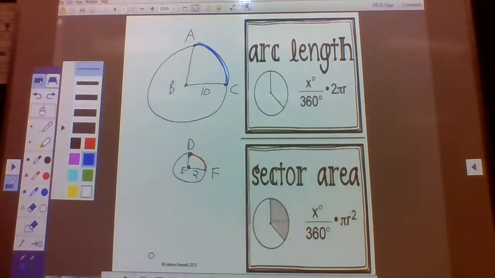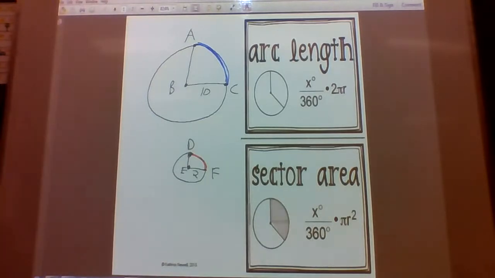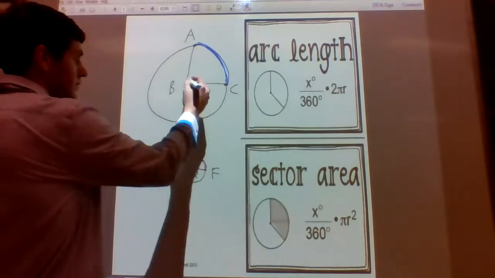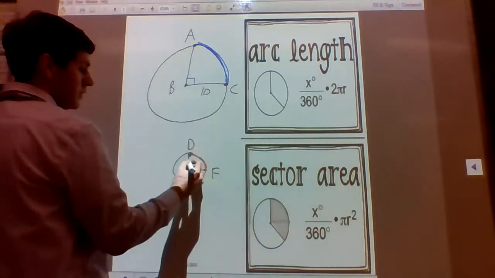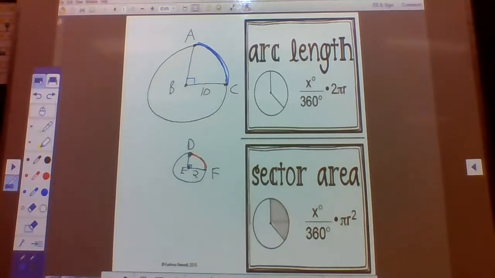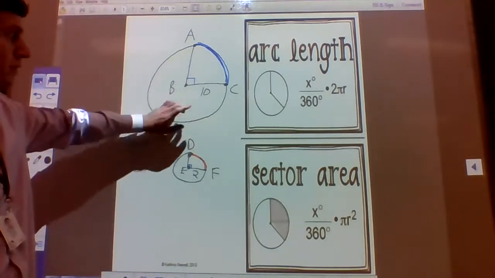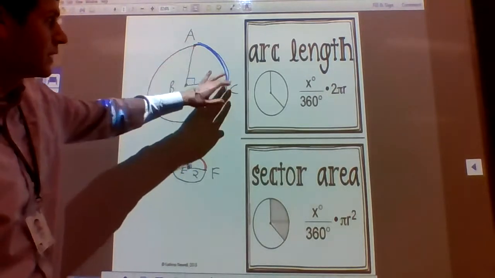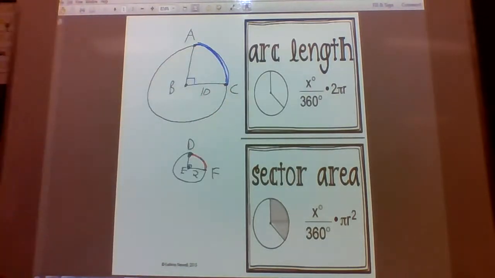These are the notes on arc length and sector area. So the first thing we want to talk about here is that we want to make a distinction between the measure of an arc and the length of an arc. So if we had a circle like this, a circle with center B, and we have points A and C on the circle.